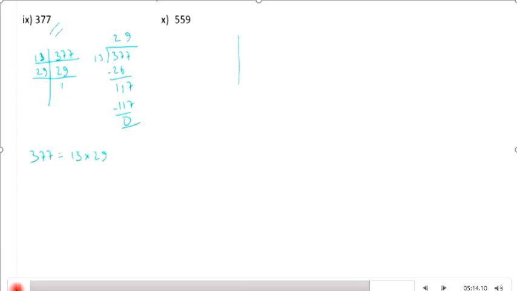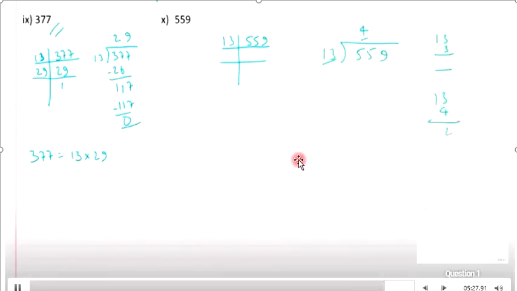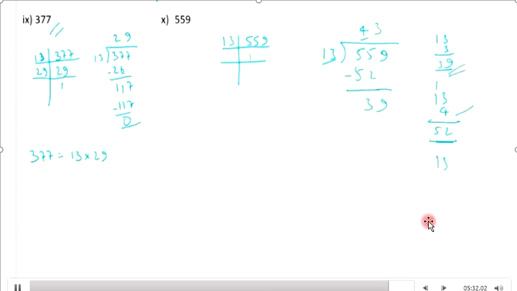Let's do the next sum, 559. Again, using tests of divisibility for the numbers 2, 3, 5, 7, 11 and 13, you'll get to know that 559 is divisible by 13. Let's see how many times it is divisible by 13. So I'll divide 559 by 13 and I get 4, 4 thirteens are 52, 39 is the remainder. 13 threes are 39, and 43 again is a prime number, so I have just two factors here. 559 is equal to 13 into 43.